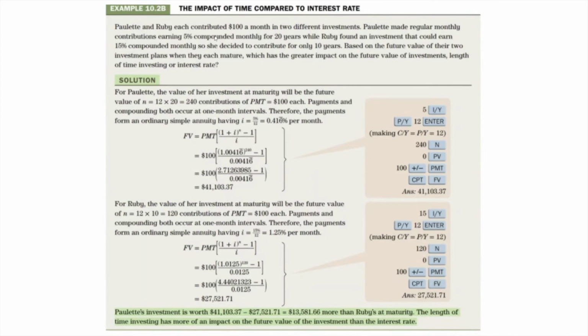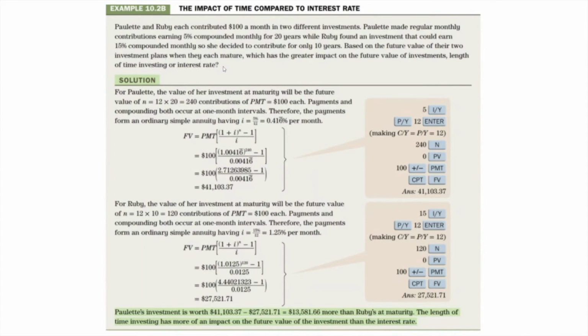We know this is by definition a simple annuity, and it's made at the end of the month, for 20 years. Well, Ruby found an investment that could earn 15% compounded monthly, so she decided to contribute for only 10 years. So the total length of time is a little bit different. Based on the future value of their investment plans when they each mature, which has a greater impact on the future value of investments, length of time, or interest rate? Well, let's take a look.